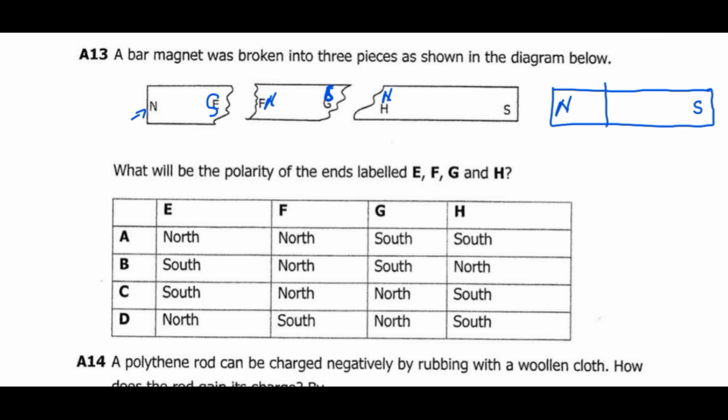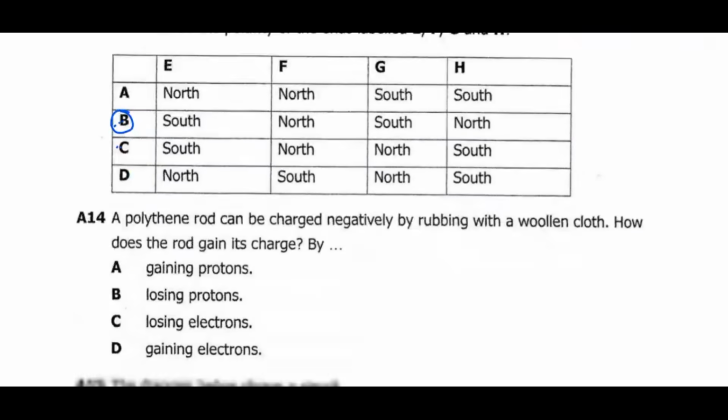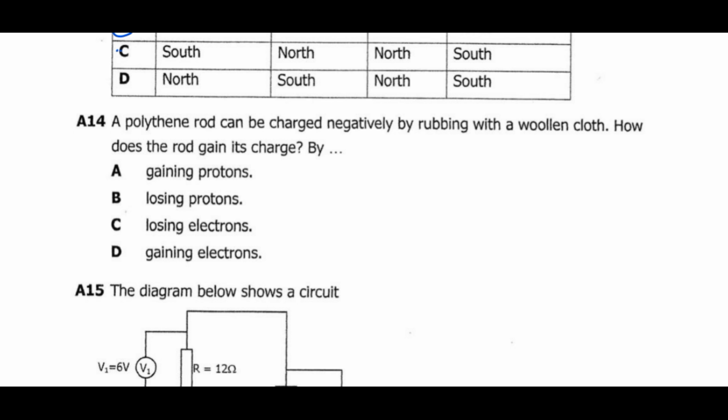So between these two, if this is our south pole, what is this one? So this one is north pole. If this is north pole, this is south pole. Then this is north pole. So the answer is B. So north pole, south pole. Okay, north pole I've seen. So that's our answer. Then question 14.